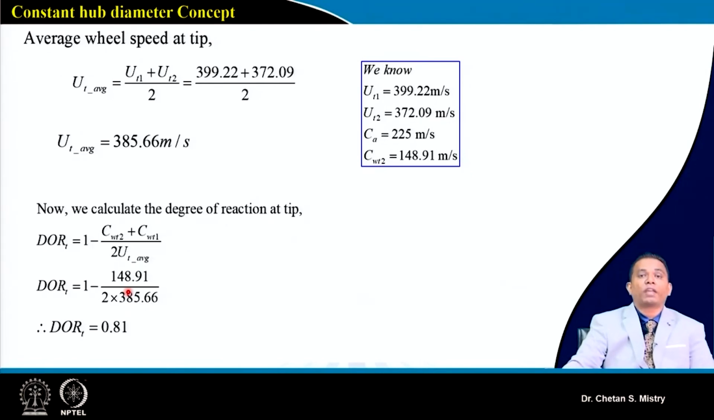Now we can do our calculation as we have done at the mid station and at the hub station. For our degree of reaction, we need the peripheral speed. That peripheral speed we take as the average peripheral speed, and that comes to 385.66 meter per second. If we put in that number, the degree of reaction at the tip comes to 0.81. You can compare the numbers now. At hub the degree of reaction was 0.1, and at the tip the degree of reaction comes to be 0.81.